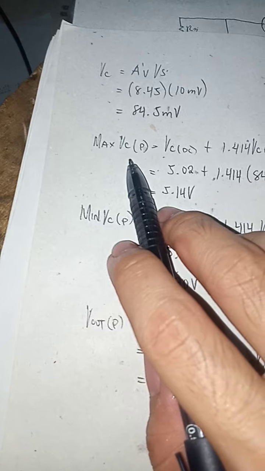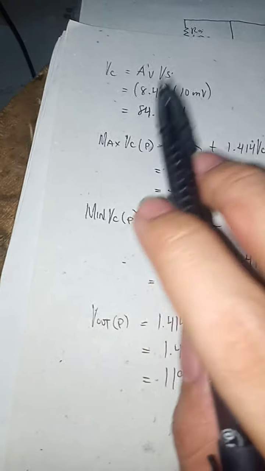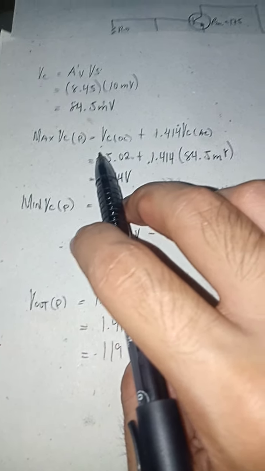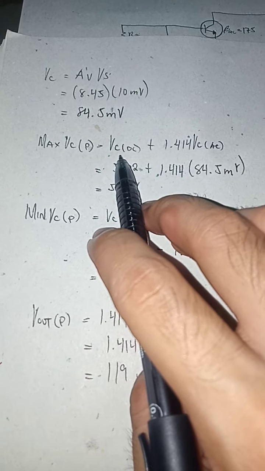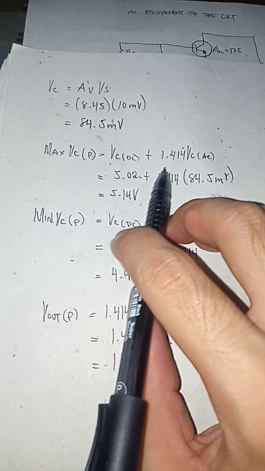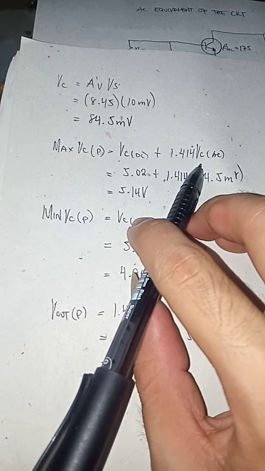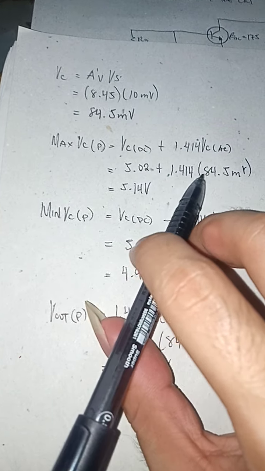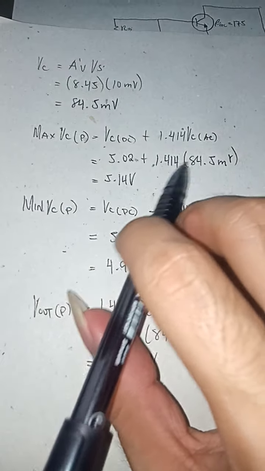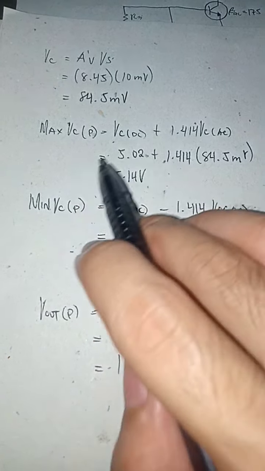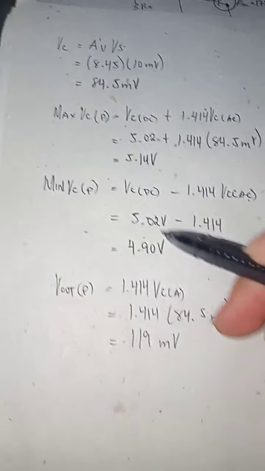Now, to find the max collector voltage, peak: the max collector voltage is equal to VC DC plus 1.414 times VC AC, which is 5.02 plus 1.414 times 84.5 millivolts. The answer is 5.14 for the maximum, and then the minimum is 4.90.